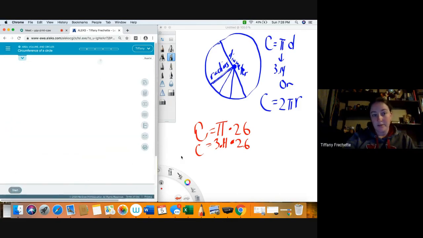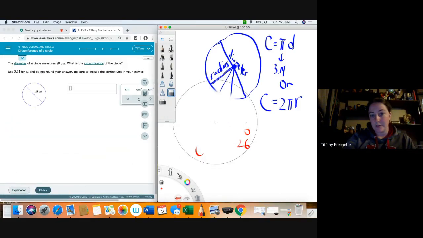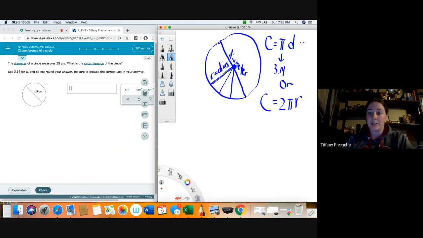All right, let's go ahead and actually do one of these. Okay, this says the diameter of a circle measures 28 centimeters. What is the circumference of the circle? They're giving us diameter, so we're going to use this first one. C equals pi times diameter.